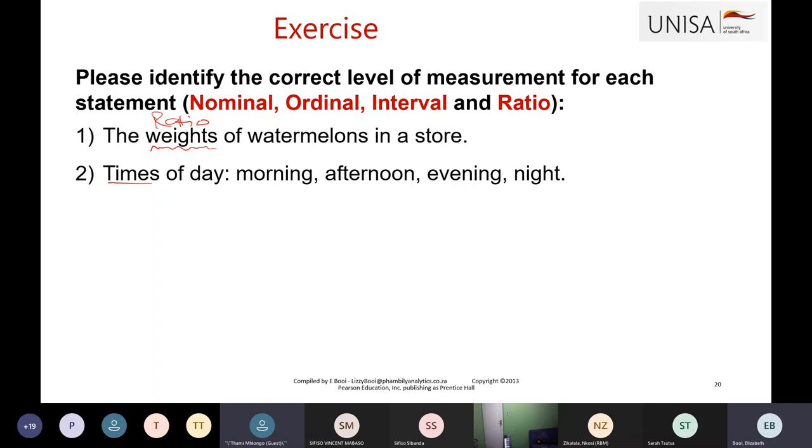Is this nominal or ordinal? Is there an order? Yes, it's ordinal. There is an order of how things happen. So there is morning, then comes afternoon, then comes the evening, and then comes the night. So this will be ordinal.